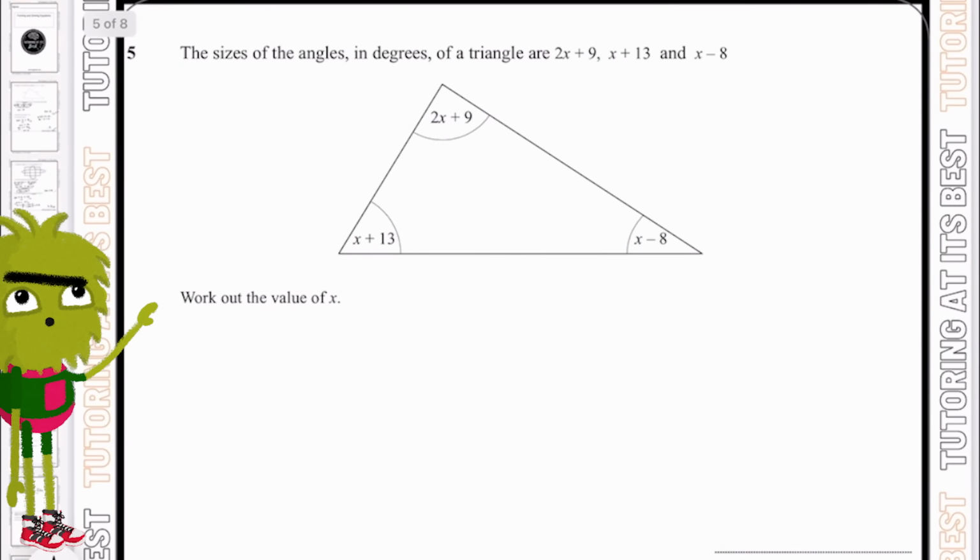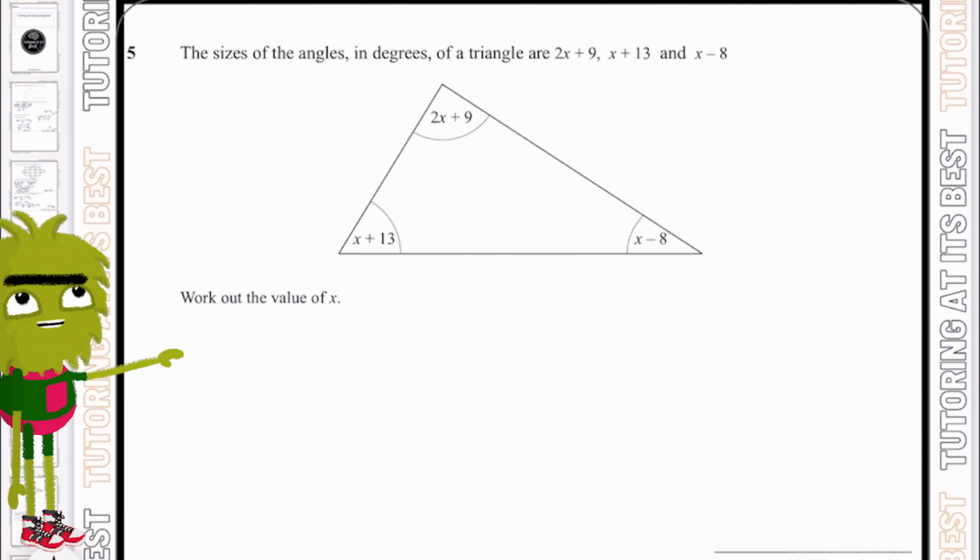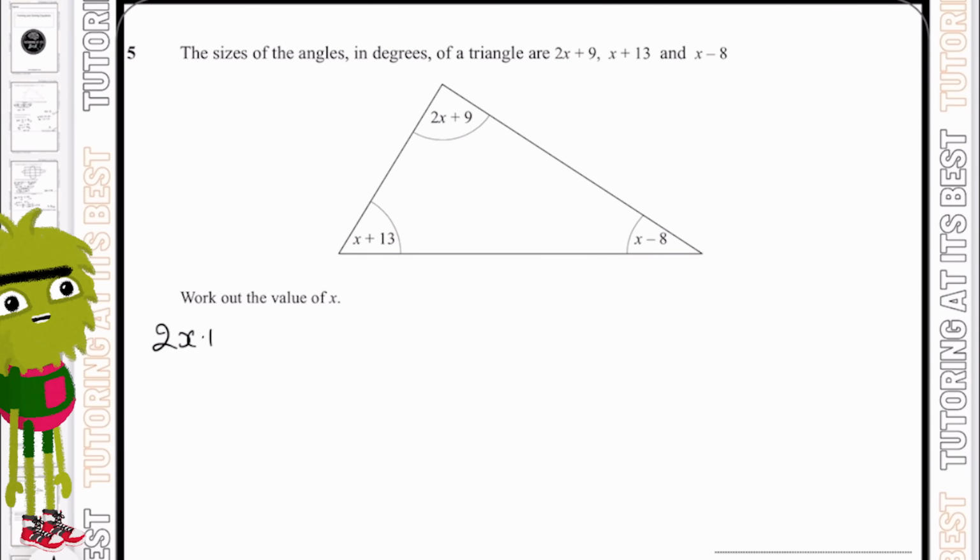So the sizes of the angles in degrees of a triangle are 2x plus 9, x plus 13, and x minus 8. We now need to work out the value of x. So I'll put all of these values together, simplify them, and then make x the subject. So let's write that out. I've put all of the values together. I'm then going to simplify this. So 2x plus x plus x is 4x.